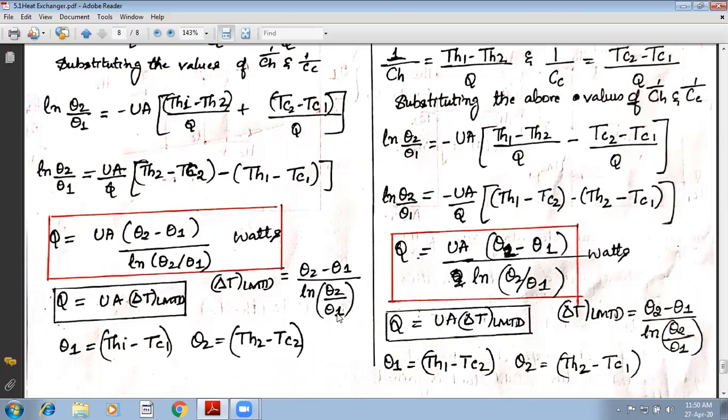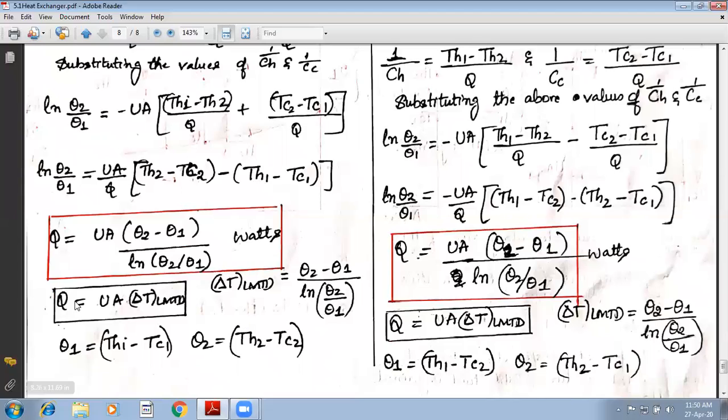In your heat transfer data handbook, it is given that LMTD for parallel flow is theta 1 minus theta 2 divided by ln of theta 1 by theta 2. And many textbooks have referred to the same. I'm telling you, theta 2 minus theta 1 divided by ln of theta 2 by theta 1 is equivalent to theta 1 minus theta 2 divided by ln of theta 1 by theta 2. It makes no difference once you change the suffixes 1 and 2 with respect to 2 and 1.